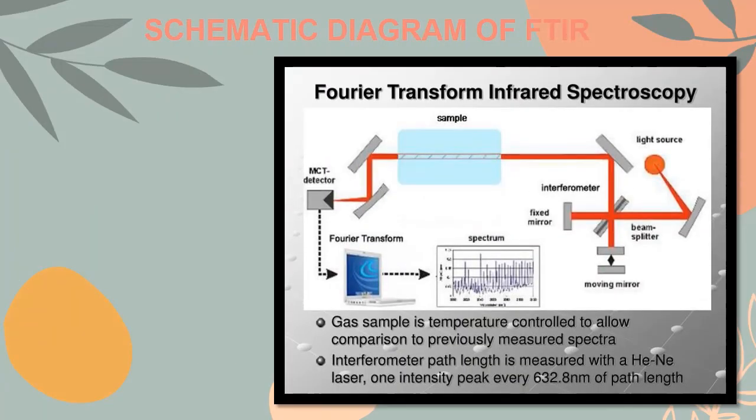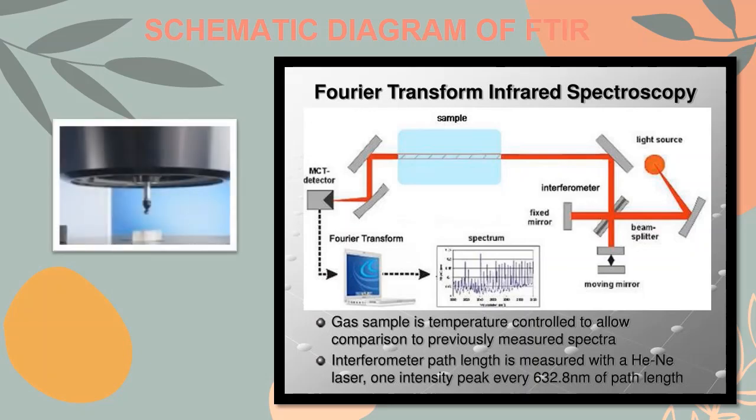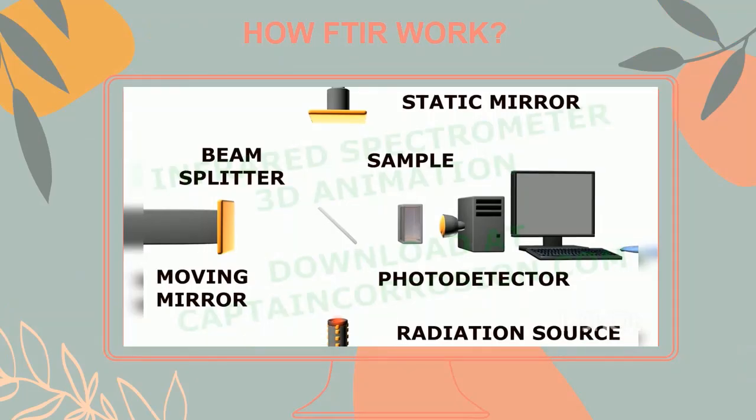Okay, this is the schematic diagram of FTIR. We can see the light source traveling through the beam splitter, moving mirror, fixed mirror, interferometer, sample, detector, and then the spectrum. The interferometer is a special instrument that can read IR frequencies simultaneously. So, let's watch a video about the working of IR.